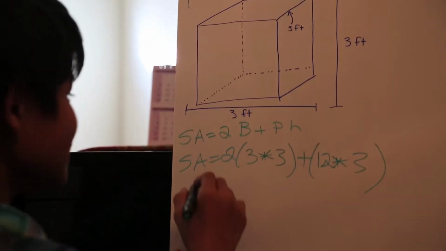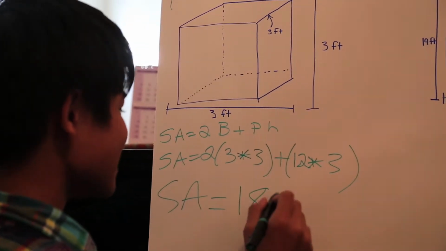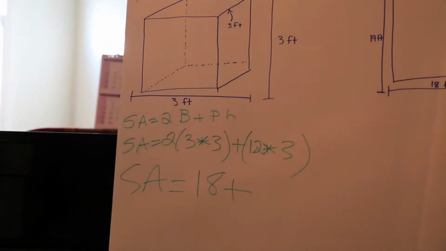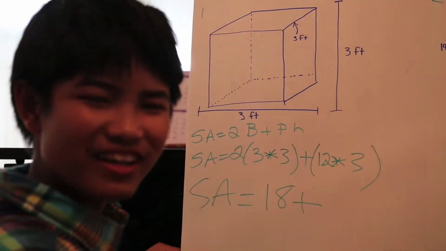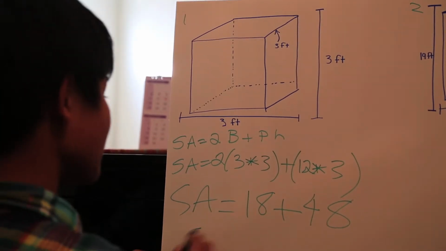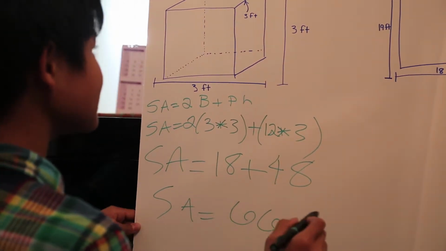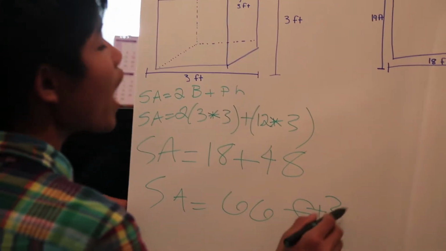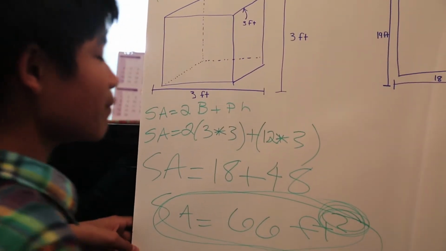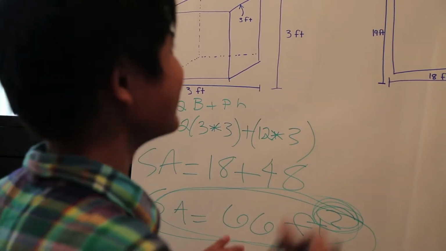So 3 times 3 is, what is it, people? 9. 9 times 2 is 18. And plus 12 times 3, which is 48. It's 48, right? Okay. Sorry about that. So 18 plus 48 is SA equals 66 feet squared. Okay? Get the squared, people. Did you get that? Good. Or not so good if you didn't.